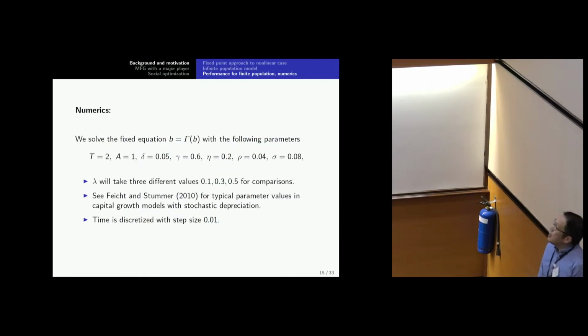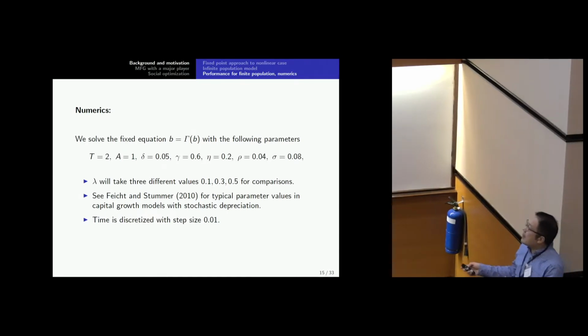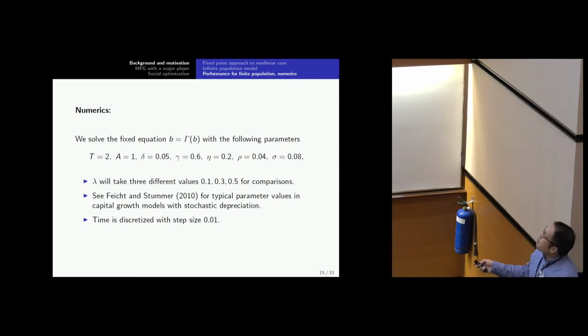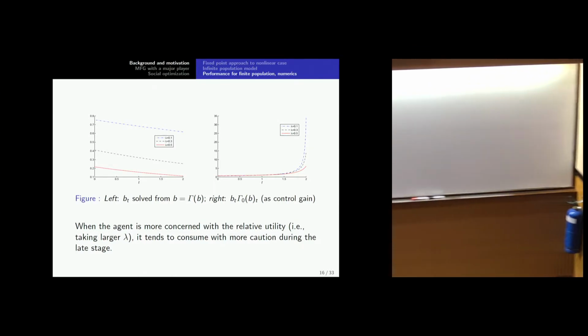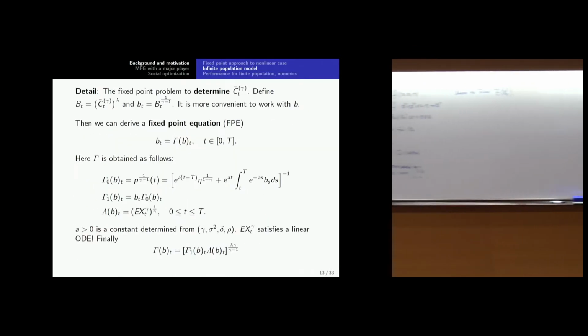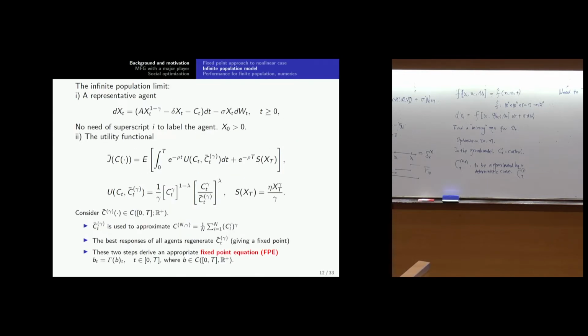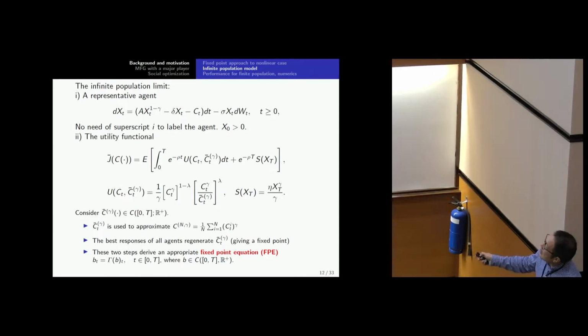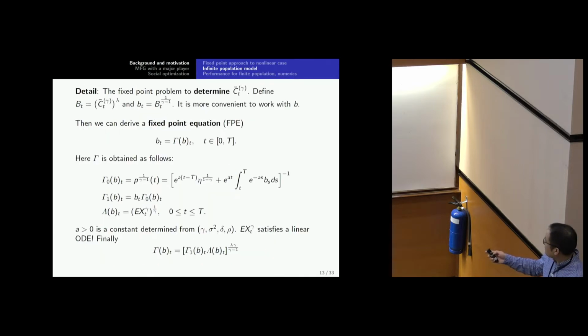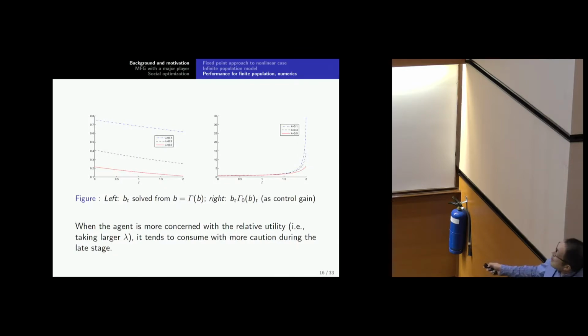And we have some numerical simulation, actually numerical computations. So here is the illustration. We try different values of lambda. Lambda tells you how much you care about the relative performance. We can go back to have a look. This is the exponent for the relative performance part. If you choose different lambda here, that will impact your solution. So for different lambda, we can check the solution of the fixed point equation.